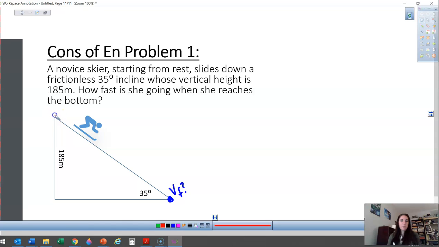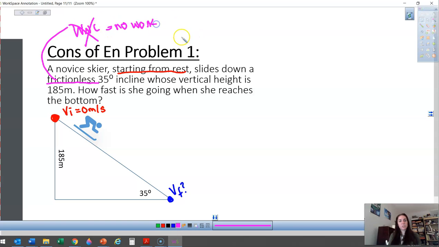My starting point I'm going to put up here because, besides the fact that the skier starts there, it actually gives us some information. The skier starts from rest, woohoo, which means my initial velocity is 0 up here. Super helpful. There's one piece of information. The second piece is that it's frictionless, woohoo, which means there's no work. We don't have to worry about any sort of friction in this problem. So there's no non-conservative force.